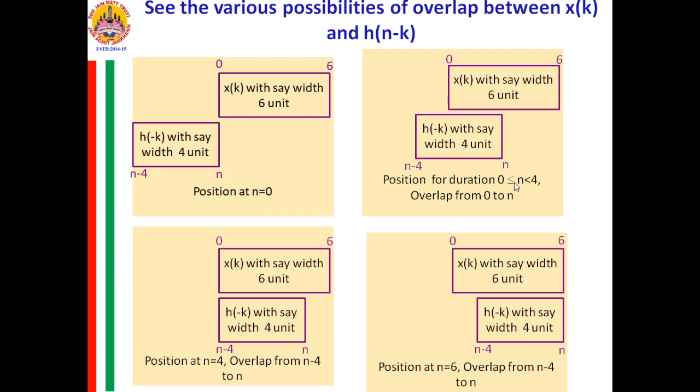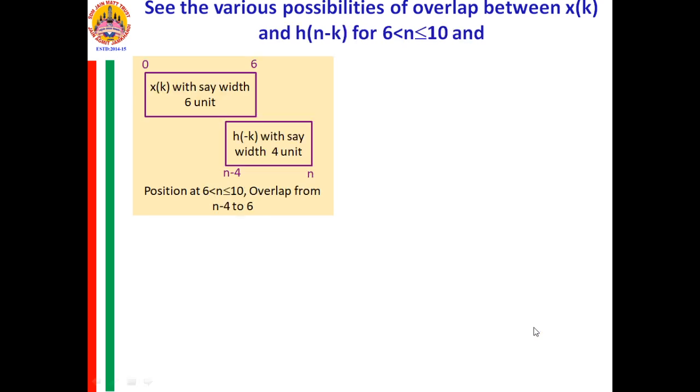In between 0 to 4, the overlap is from 0 to n, and then from 4 to 6 it is from n minus 4 to n. Now onwards, if I shift this to this side, what will happen? Part of this h of minus k will overlap with this x[k], and you will observe that the overlapping always will be from n minus 4 up to 6.